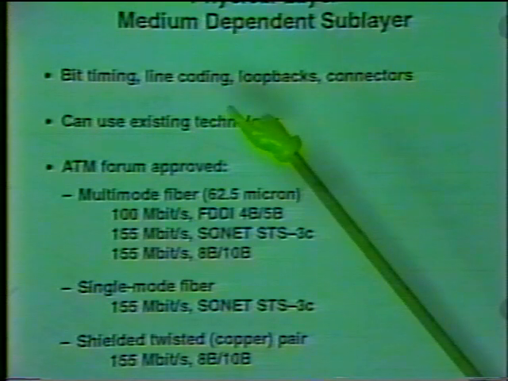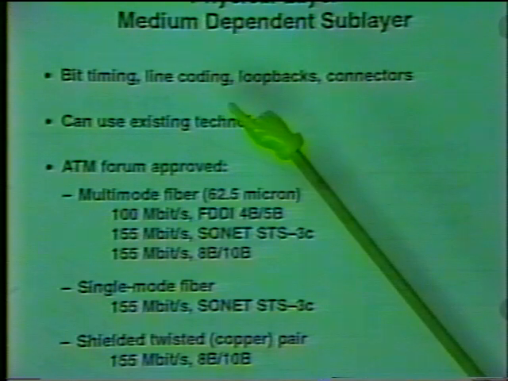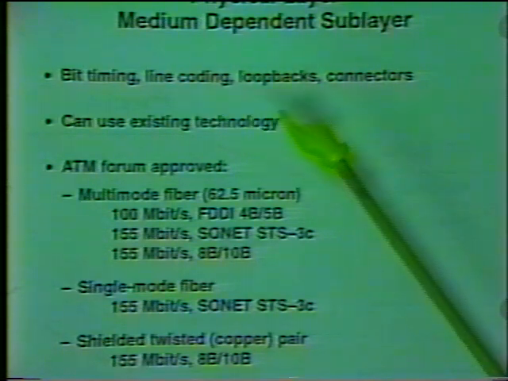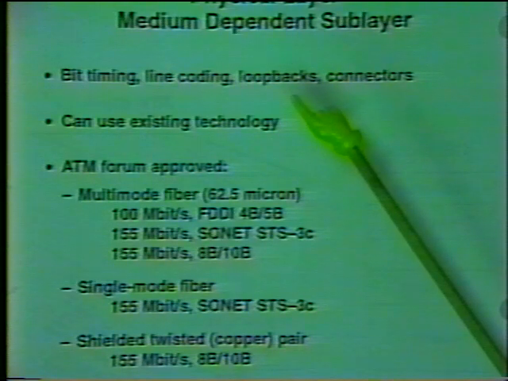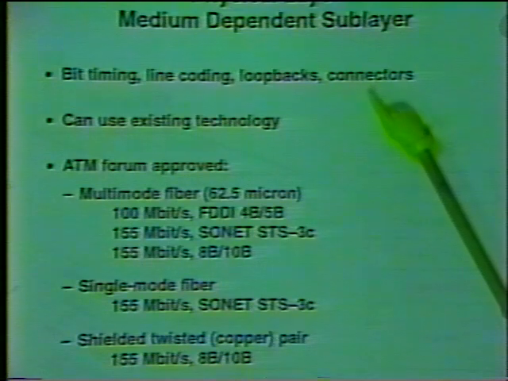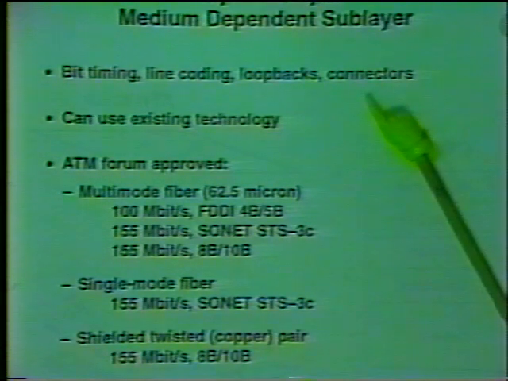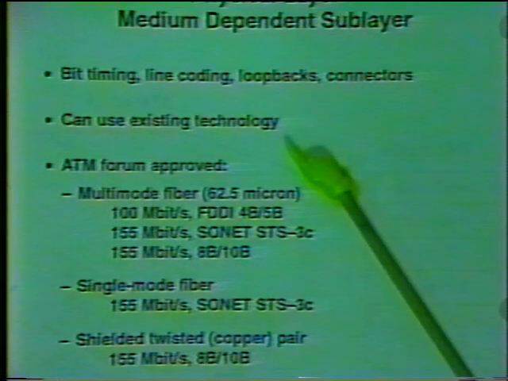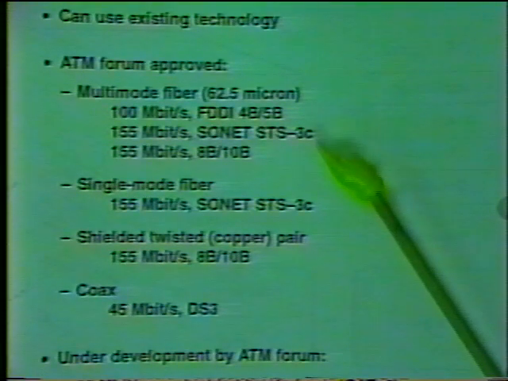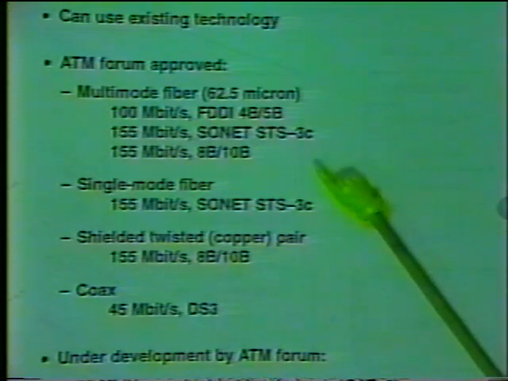Okay, so bit timing and line coding are used to support connectionless type transfers, and I'll be talking about this here in just a second. Loopbacks provide for a software loopback for either maintenance or diagnostic troubleshooting, and then the connectors define how we physically hook up to the network, and I'll talk about those in a second here. And because of these, we can use existing technology. Okay, and those technologies that are approved by the ATM Forum are listed here, and then I'll talk about the ones that Cray implements.